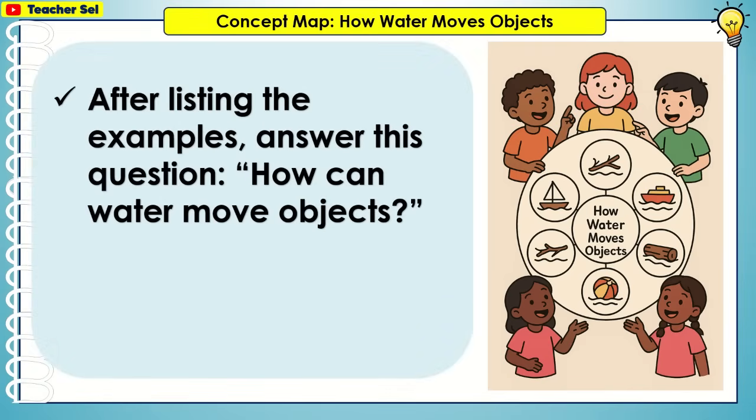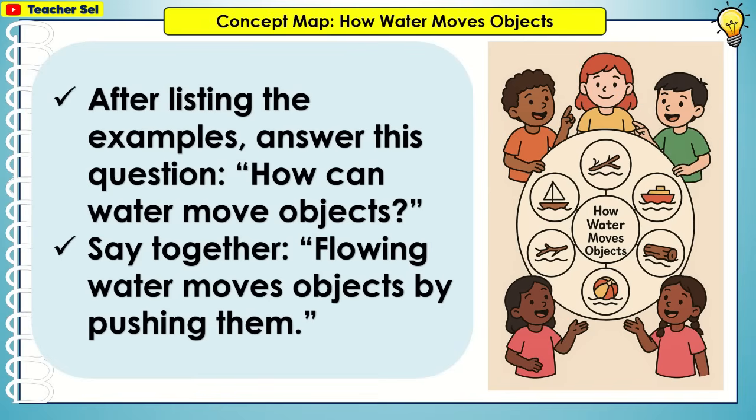After listing the examples, answer this question: how can water move objects? Say together, flowing water moves objects by pushing them.